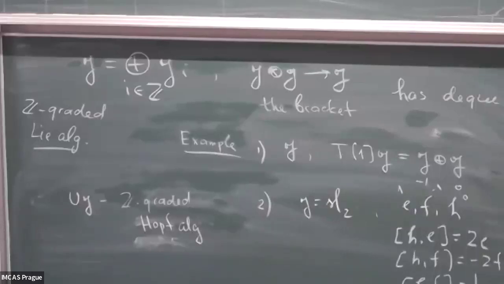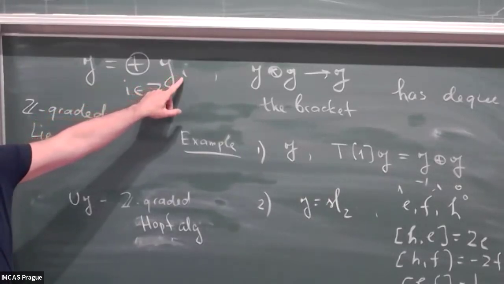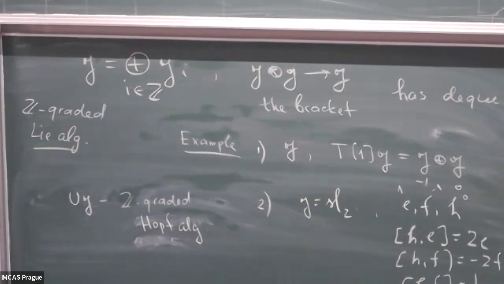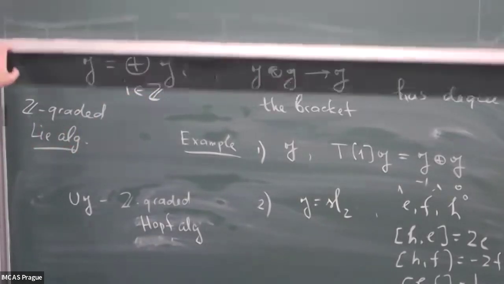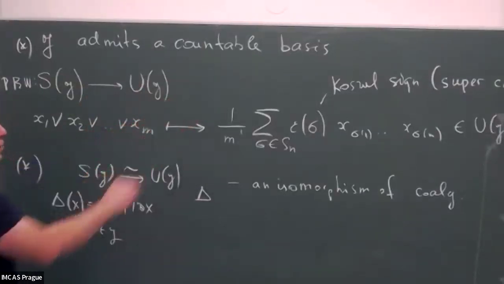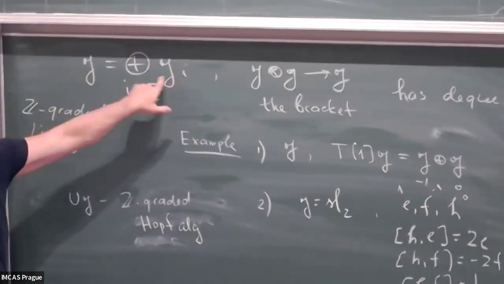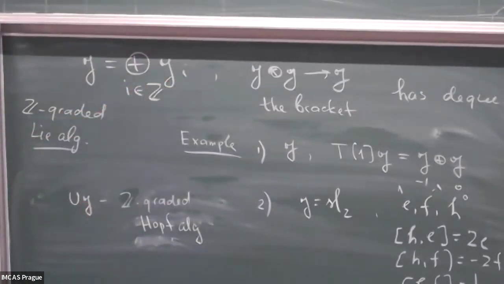So nothing changed here, and actually everything works nicely. In particular, in the case where every G_i has finite dimension, the whole G will admit a countable basis, because we can unite all bases for all finite dimensional G_i, and we'll get a countable basis for the whole G. So it means that in this case the graded algebra will satisfy the Poincaré-Birkhoff-Witt property.